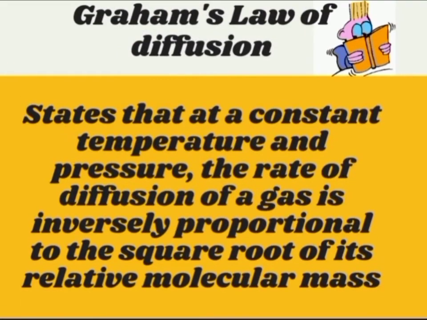Graham's law of diffusion can also be stated that at constant temperature and pressure, the rate of diffusion of a gas is inversely proportional to the square root of its density. This is simply because the density of a given gas is found to be directly proportional to its molecular mass.